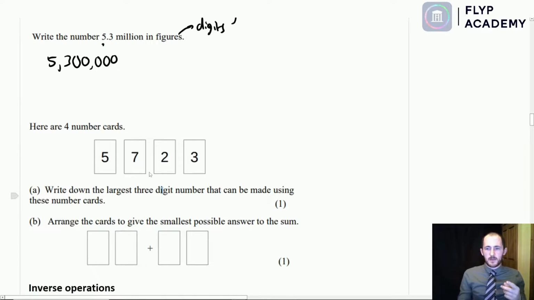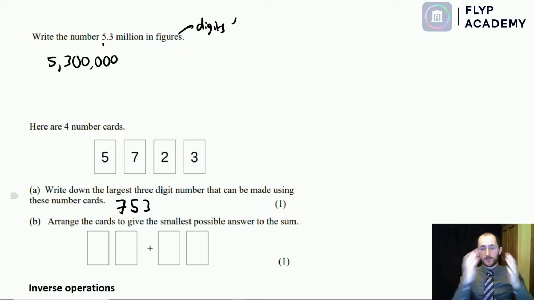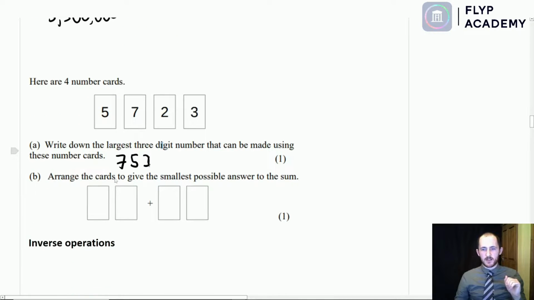So what we do is we pick the biggest number, 7. Then we pick the next biggest number, which is 5. Then the next biggest number, which is 3. So if you want to write the biggest number, you go from left to right using the biggest digits you have. So 753. If they wanted the smallest number, then what you do is you go from smallest to biggest. So you pick the smallest number, then the next smallest, then the next smallest. Easy peasy.